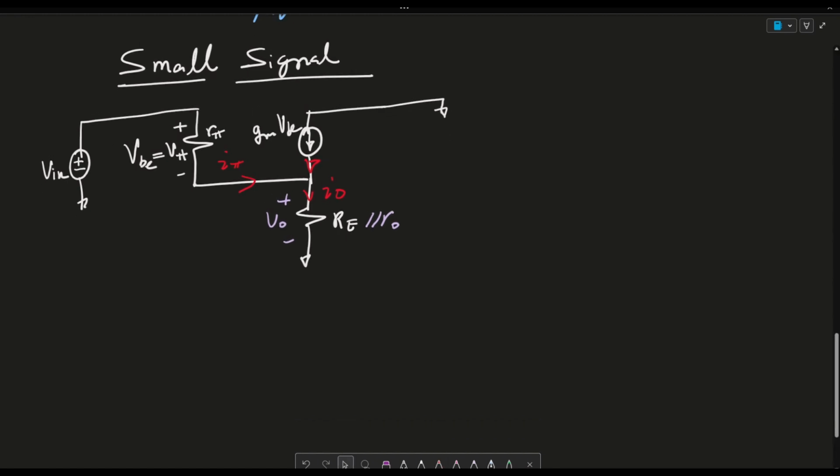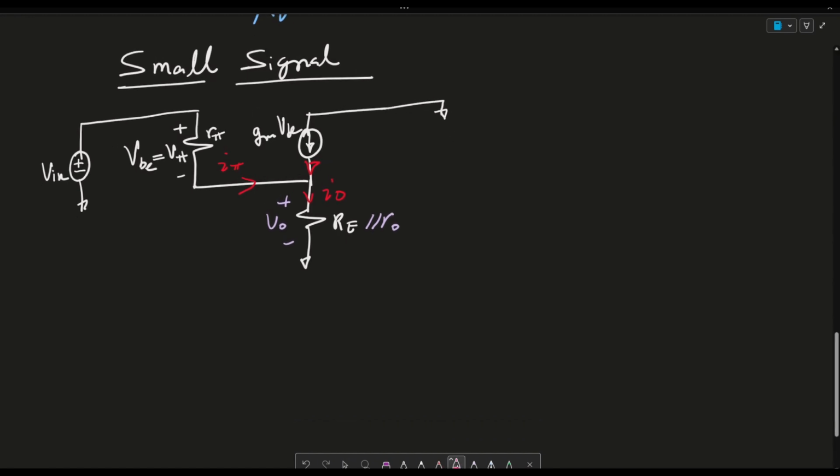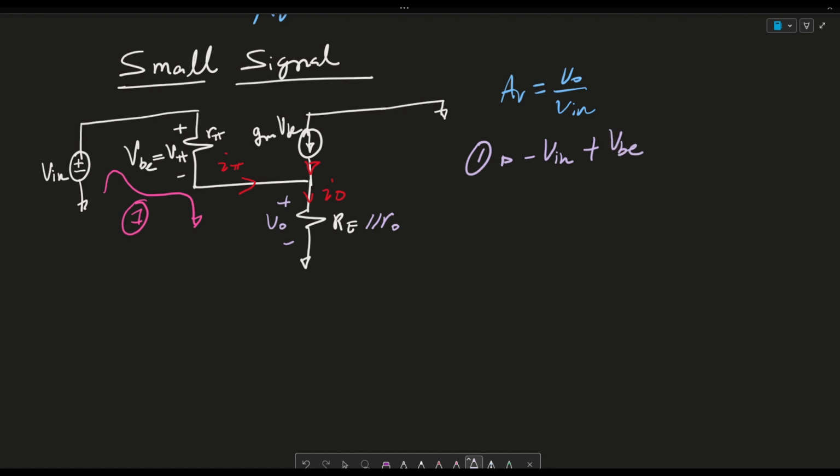Okay, so let's go ahead and write out our first KVL in this loop. Call that loop 1. We want to first notice that AV is equal to V out over V in. Loop 1 tells us that minus V in plus VBE plus VO has to equate to 0. So VBE is equal to Vin minus VO.